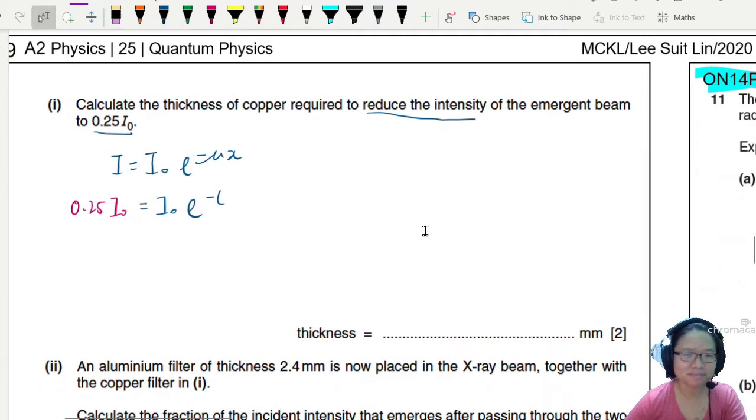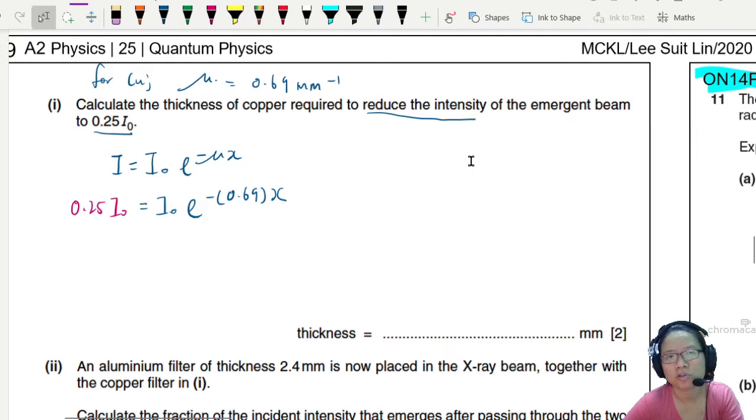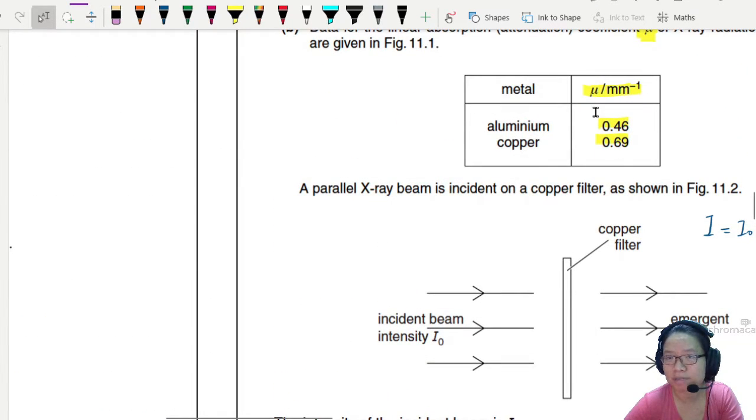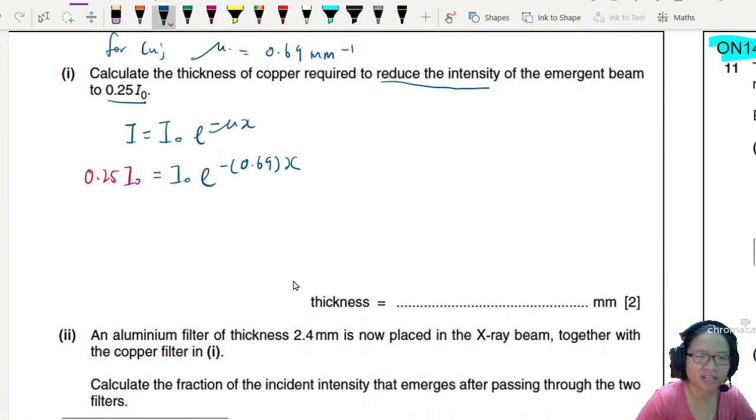So 0.69. I'm just going to put this here, and we are looking for the thickness X. All right, 0.69 for copper is already in mm⁻¹. Okay, so we already have this here, mm⁻¹. All right, so we're now going to find X.